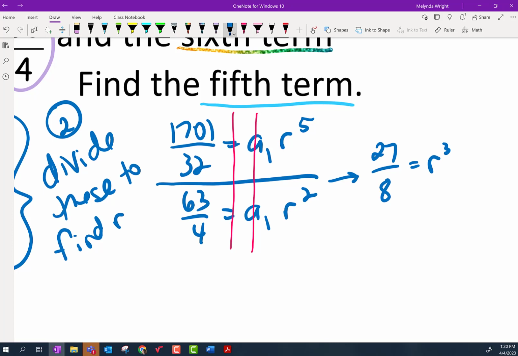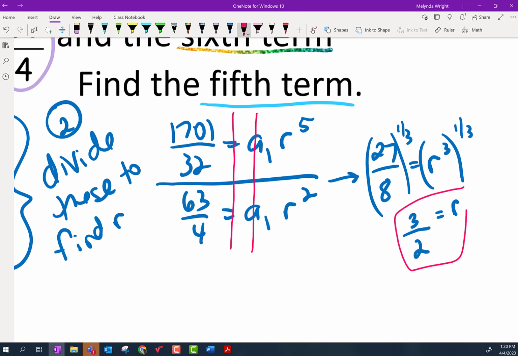So now I would cube root both sides, right, to get rid of that 3. Or you can think about it as raising each side to the 1/3 power. That's the same as cube rooting. So the cube root of 27 is 3, and the cube root of 8 is 2. So that calculates my r. I now have my r.